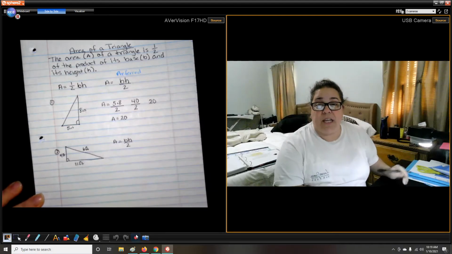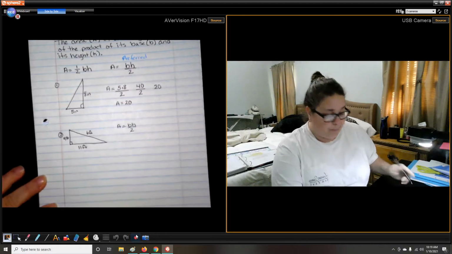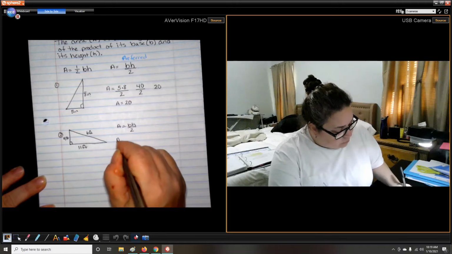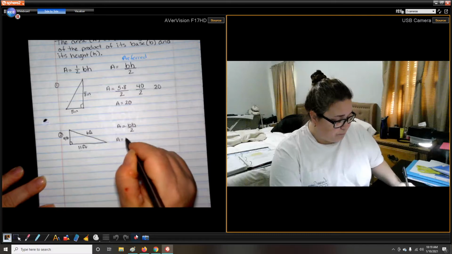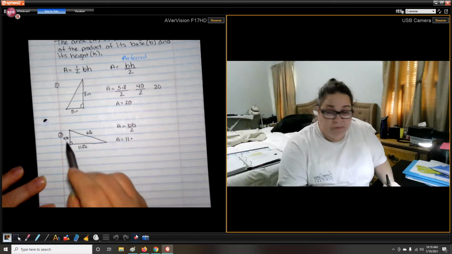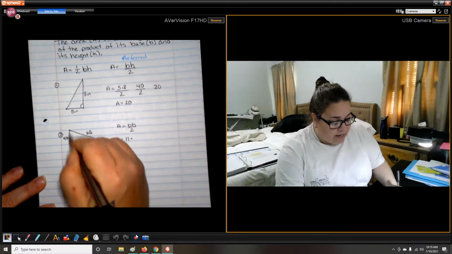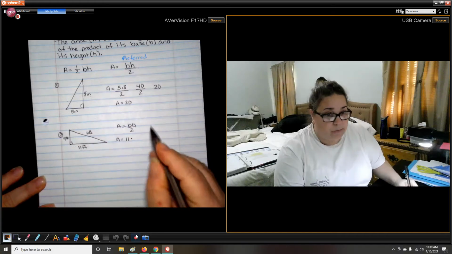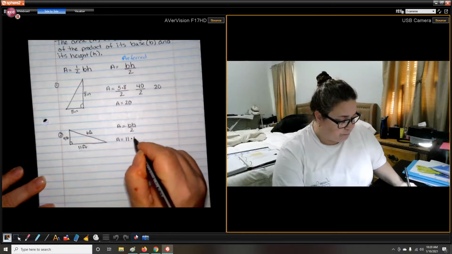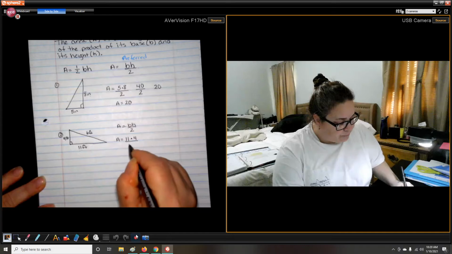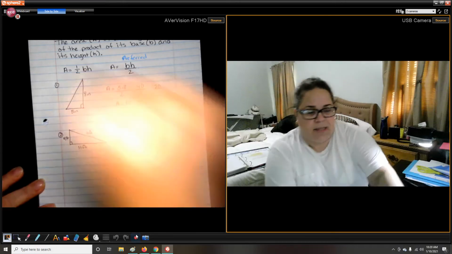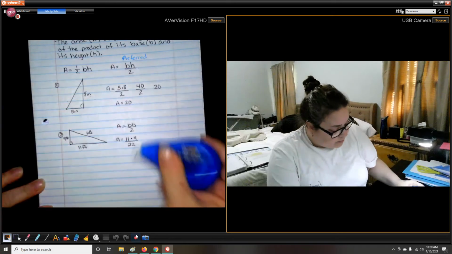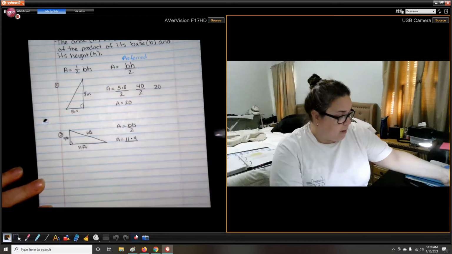Now I'm going to fill in my formula. Area equals base, 11 feet because it's the bottom, times 4 because that's our height line and we never use the slant, so I know it's not 6, divided by 2. Ugh, that was silly. Divided by 2. I already did my math in my head, that's why.